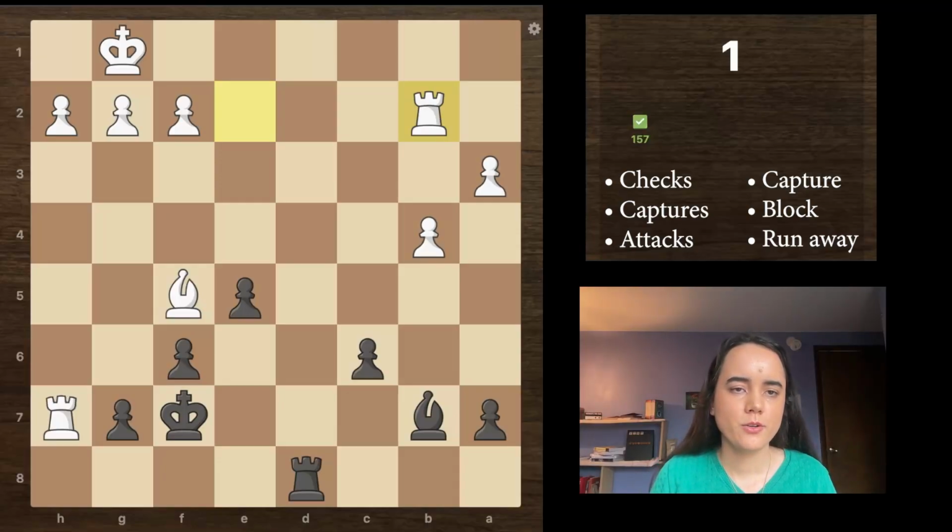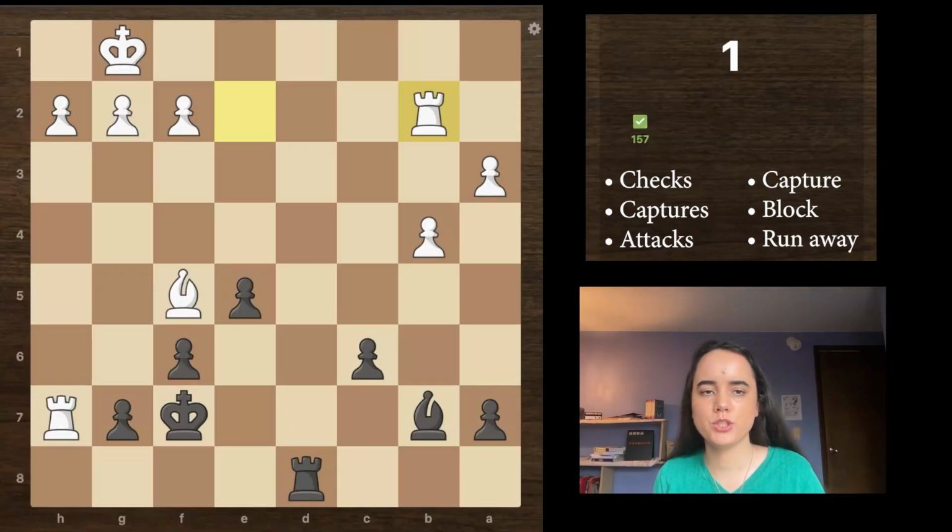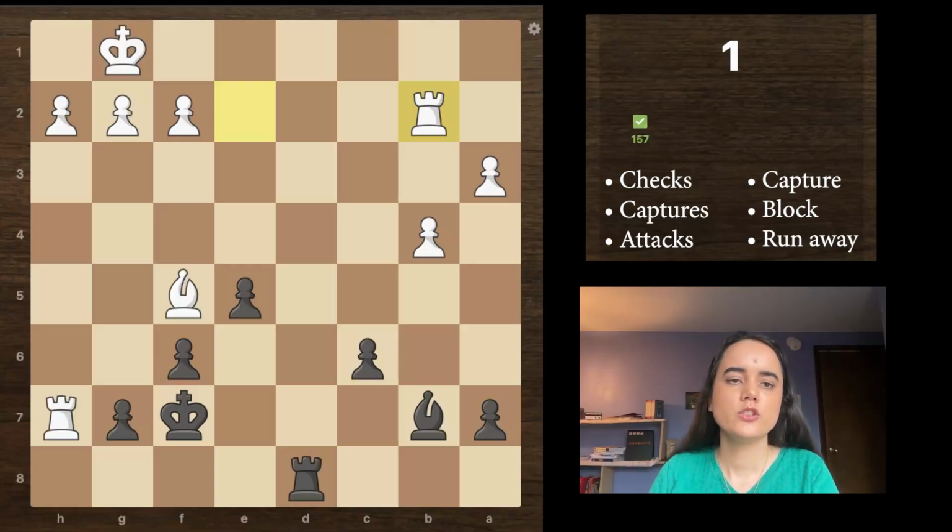All right, so now for our next puzzle. Once again, we're going to go through the same process. We're going to look for checks, then captures, and then attacks. So let's look at where all the checks are. We've got this check, and that looks like the only check we have.